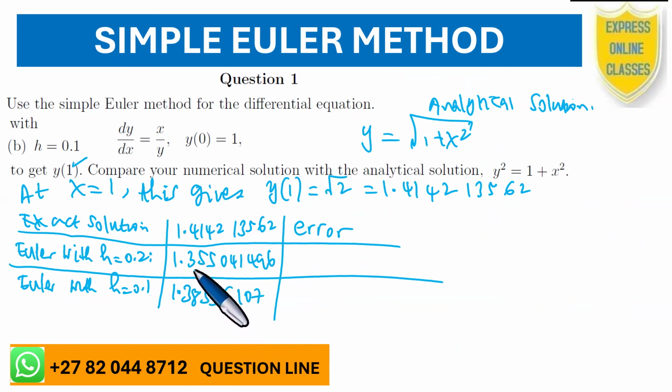Why is it less accurate? Well, how is it less accurate? Because the final answer is like 1.4. So the 1.38 is closer to 1.4 than 1.35. 1.35 is further away, meaning there is an error, a computational error in the approximation method.